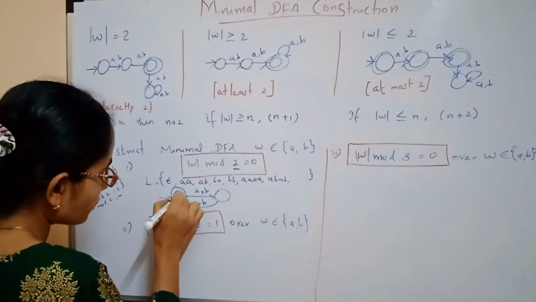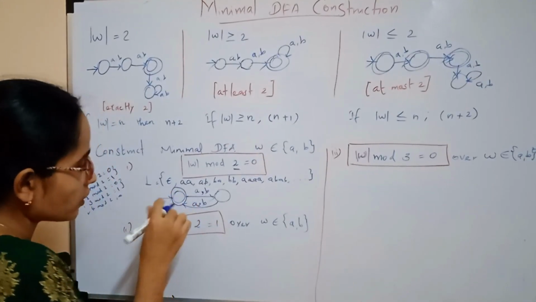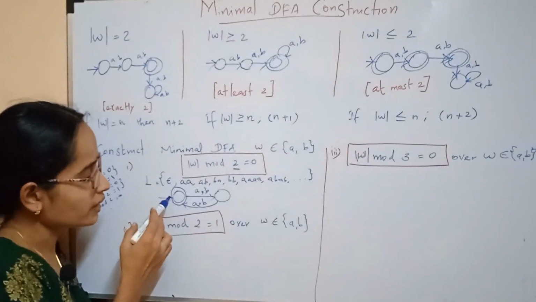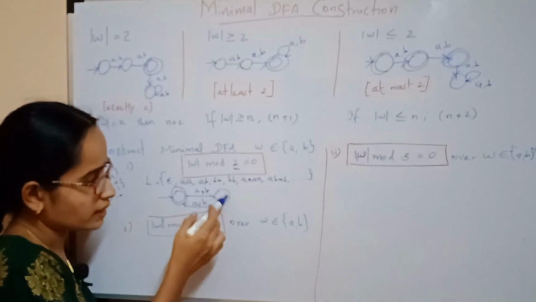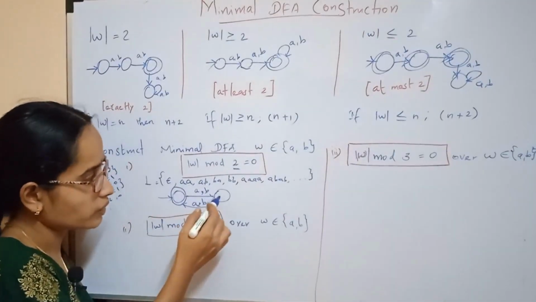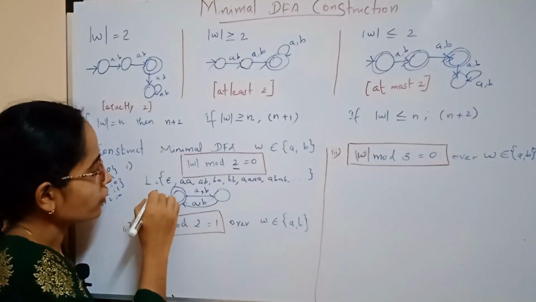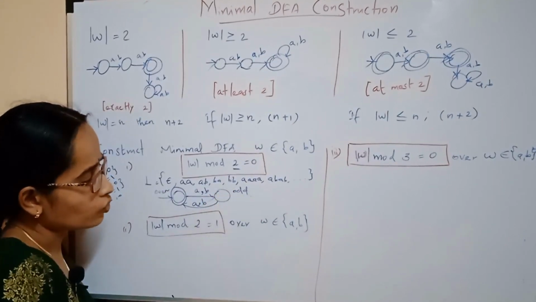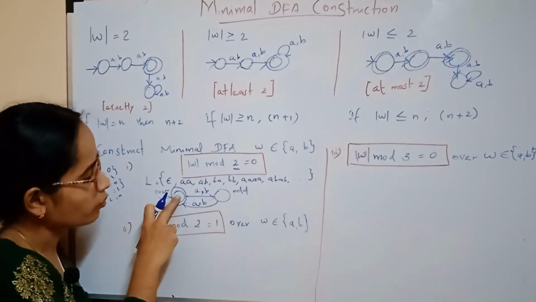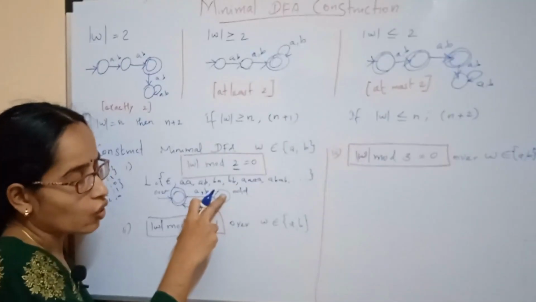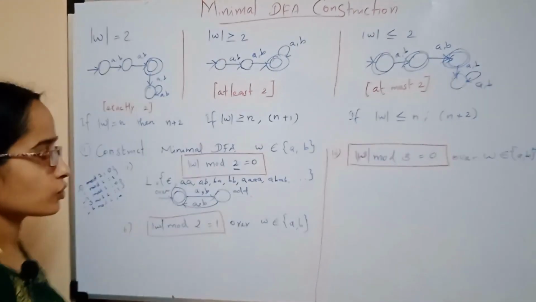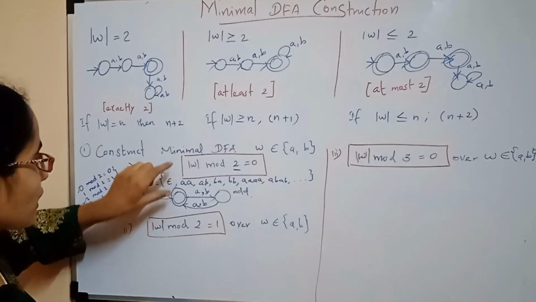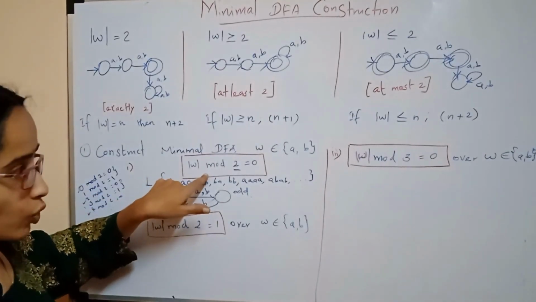This is the state which will accept strings of even length. This state gets the strings with odd length. So this is for even, this is for odd. The states denote even length of string and odd length of string. So this is the finite automata construction for this problem statement.